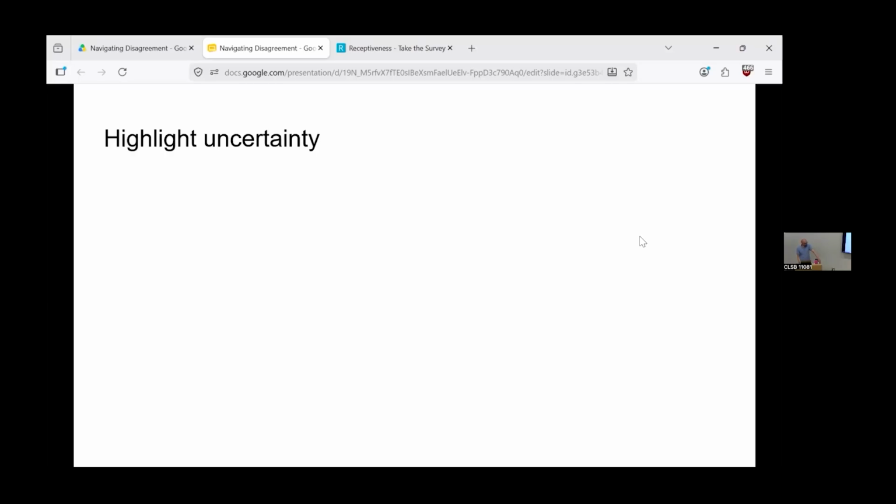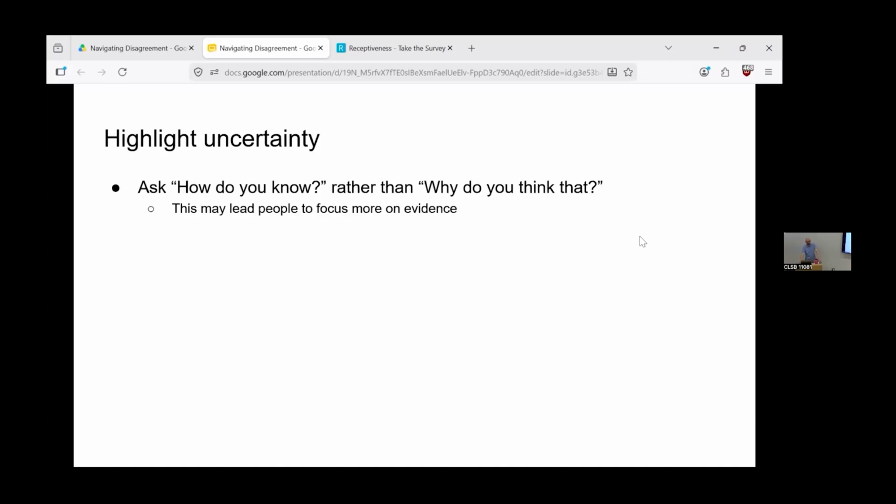I think this is my last bit of advice before you get into actually expressing your disagreement. This advice is to highlight uncertainty. So this first thing, I'm not sure that I buy it. It's from a 2005 paper that suggests that asking, how do you know, leads people to focus more on evidence than asking, why do you think that? I'm not sure if I buy that. You can check out the study.